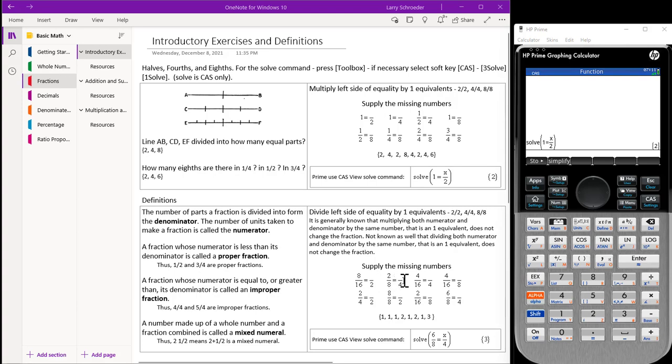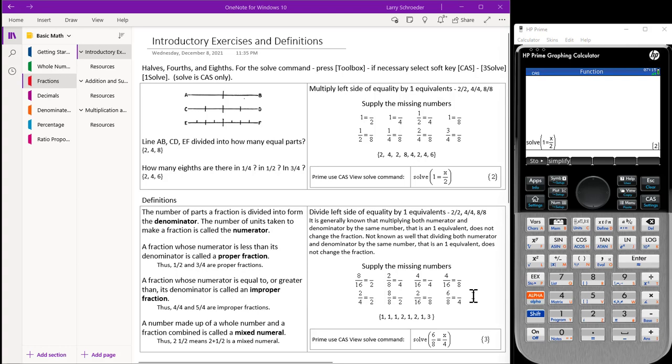2 over 2, so this is 1. 4 over 4, so this is 1. 2 over 2, so this is 2. 2 over 2, so this is 1. 4 over 4, so this is 2. 2 over 2, so this is 1. 2 over 2, so this is 3. So what we were doing, every one of these numbers, we were dividing both of these by these numbers, and we came up with these answers.